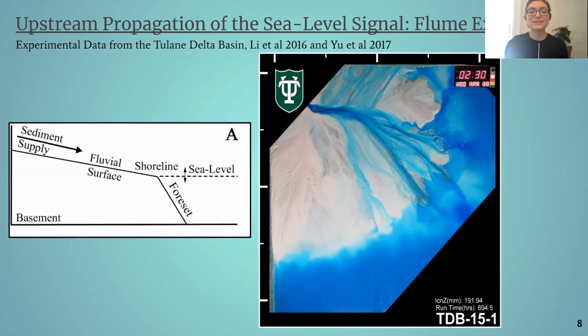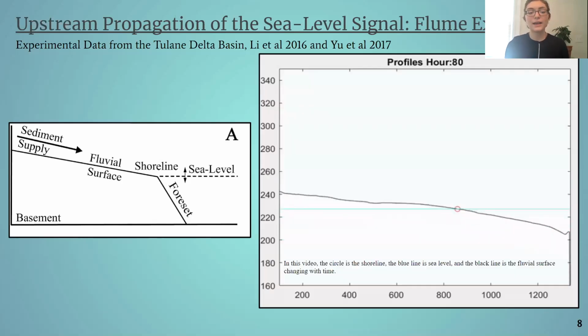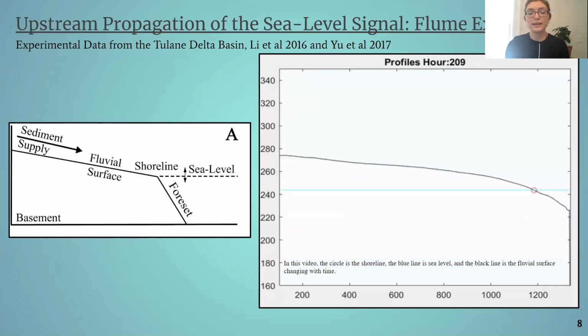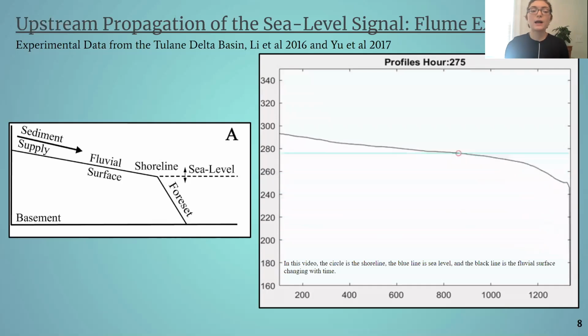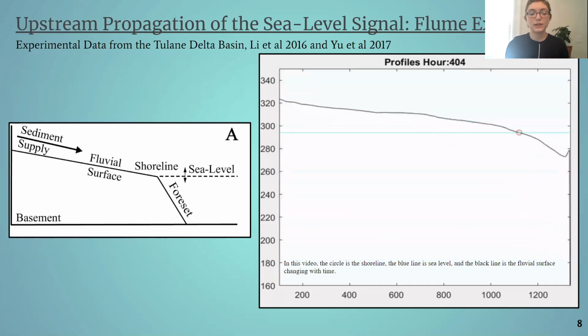So once I simplified it to kind of look like this, I started analyzing the data from that high magnitude experiment, which had less of those river changes, those autogenic processes. I generated this movie of the delta, where the black line is the fluvial surface, the red circle is the shoreline, and the blue line is sea level. This movie helps us visualize how the fluvial surface in the experiment changes as sea level changes.